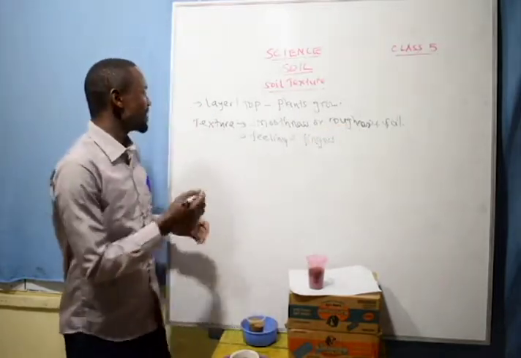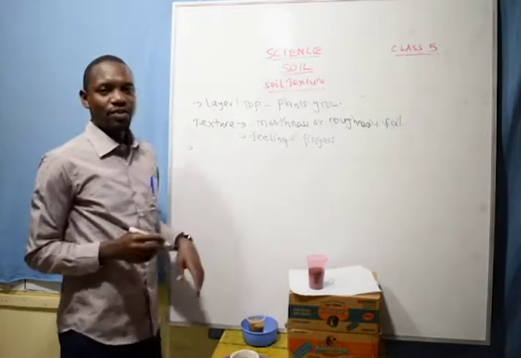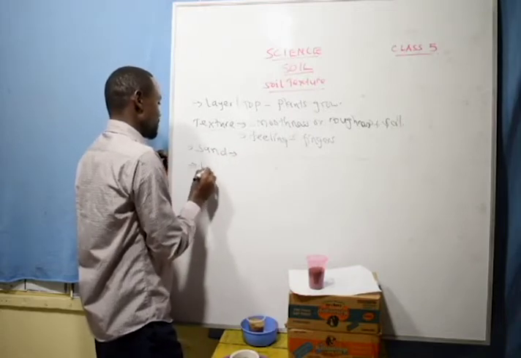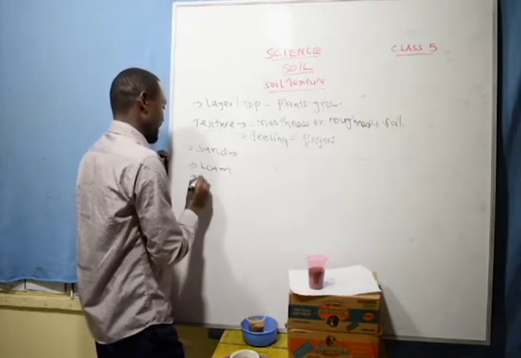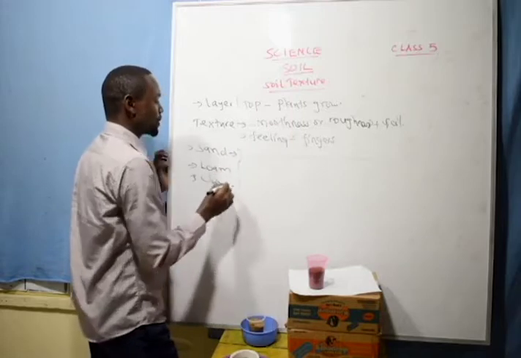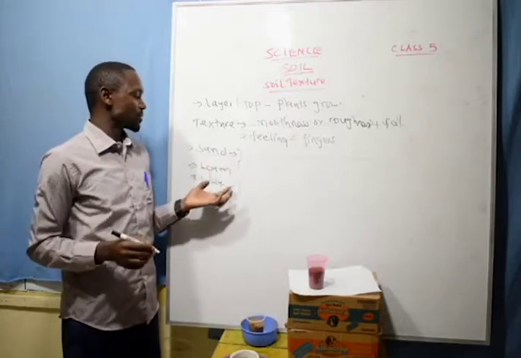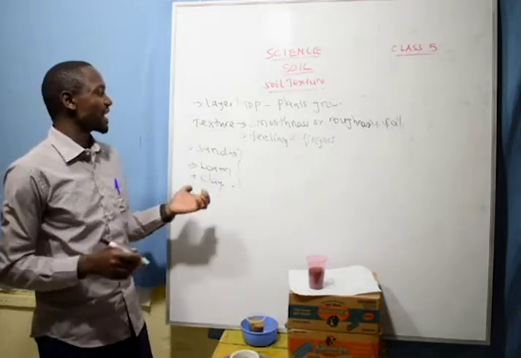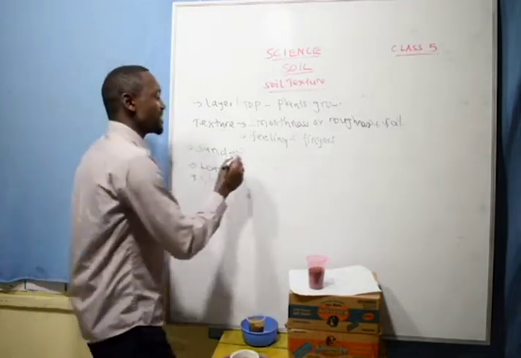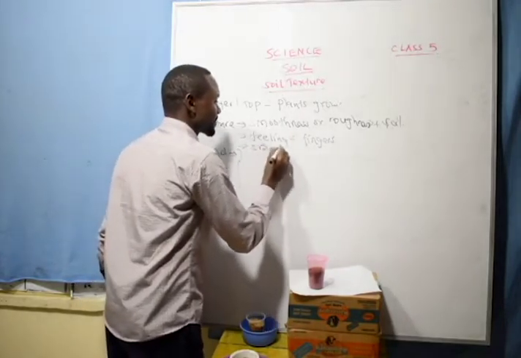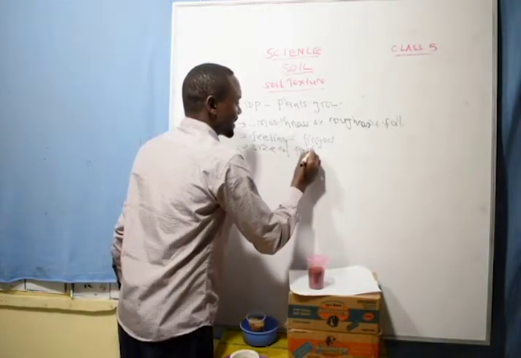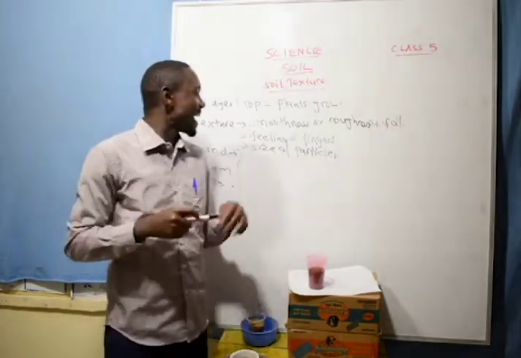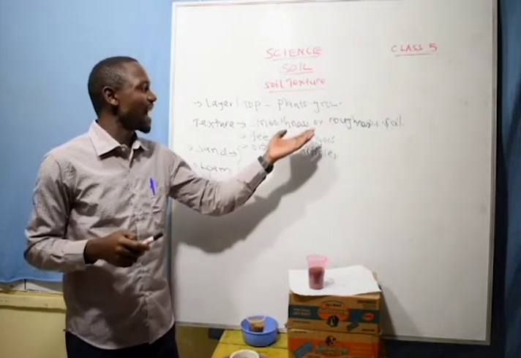For example, we have the 3 types of soils: sand, loam, and clay. We are going to identify the textures of these 3 types of soil by feeling with our hands. The type of soil texture is determined by the size of soil particles. If a type of soil has large soil particles, then it has a rough texture.